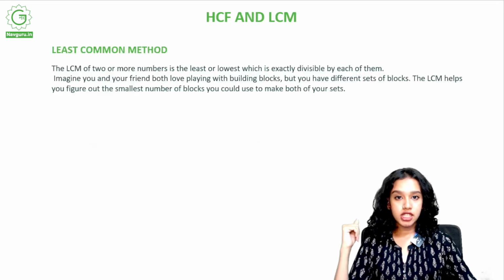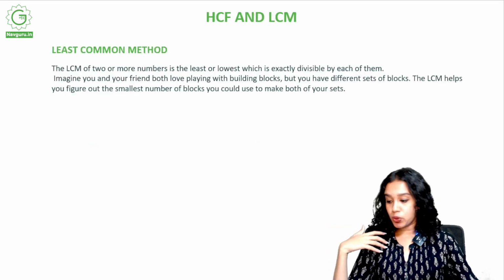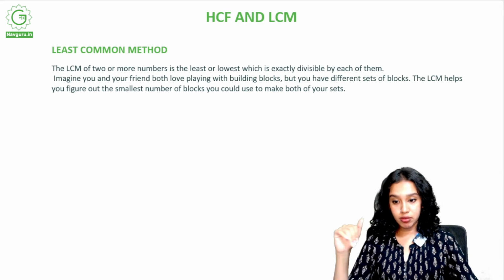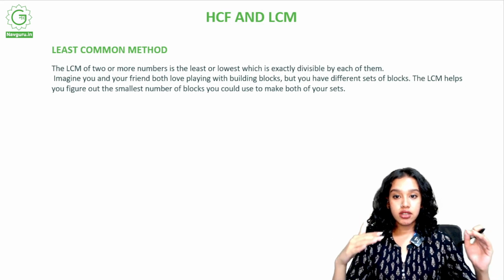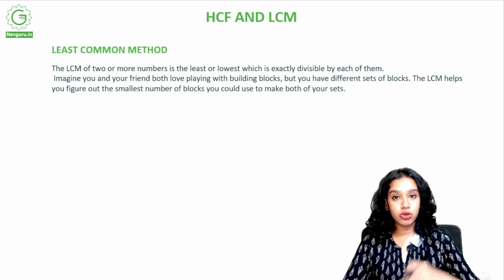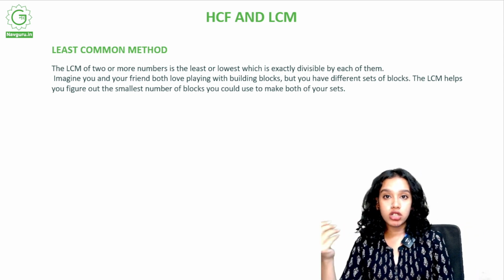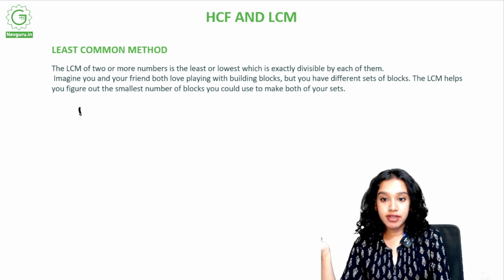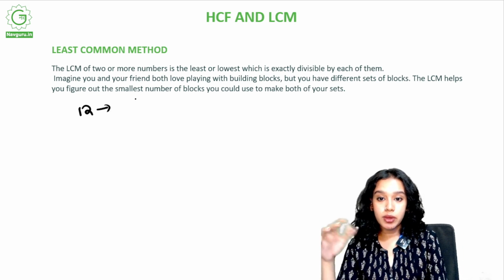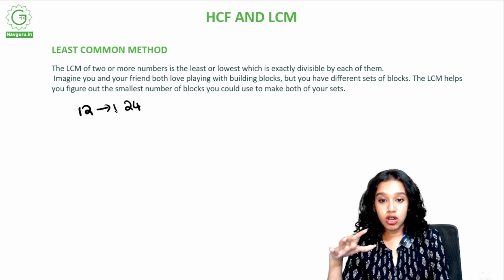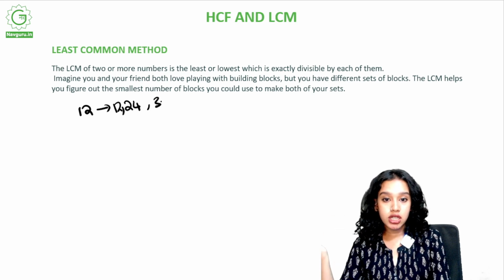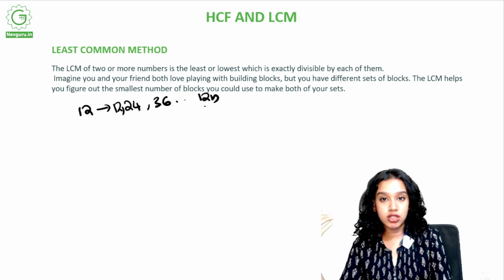Let's move on to the next method, which is explained here, which is the least common multiple method. So in here, we find the least common multiple of two numbers. So what are least common multiples? We talked about what multiples are, right? So if we have 12 as a number, we have 12 itself, 24, 36 and 12 into n as the multiples of this number.